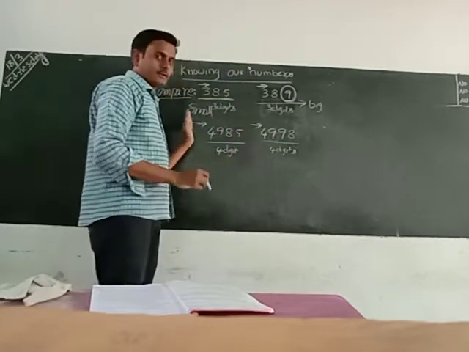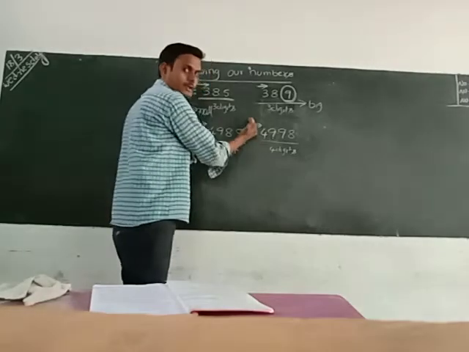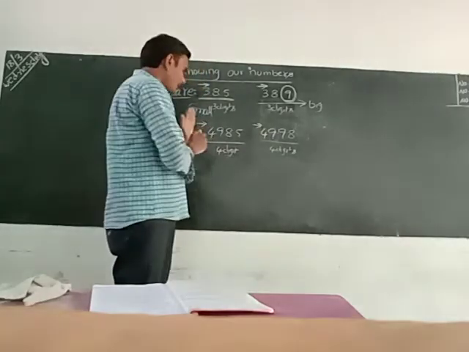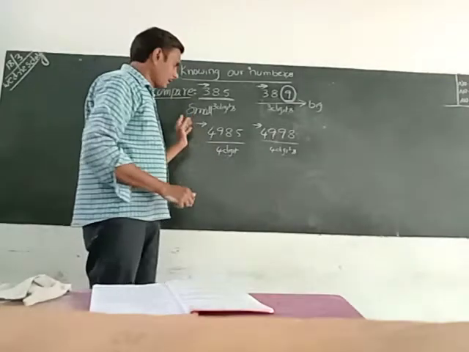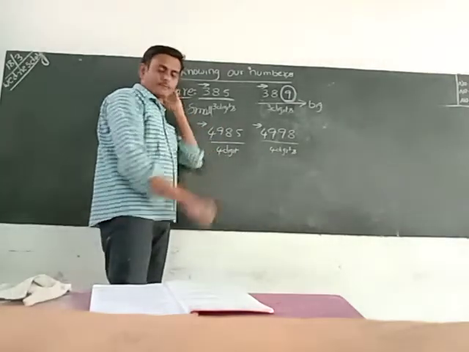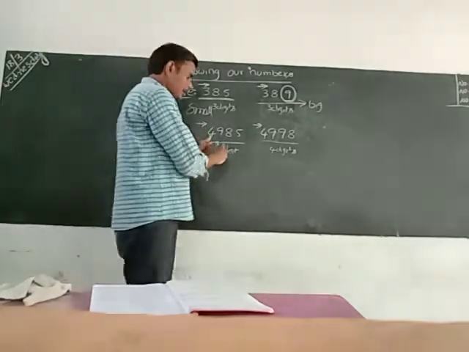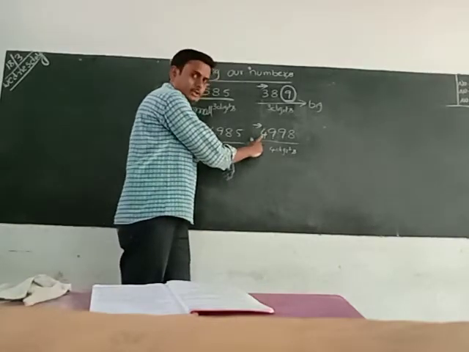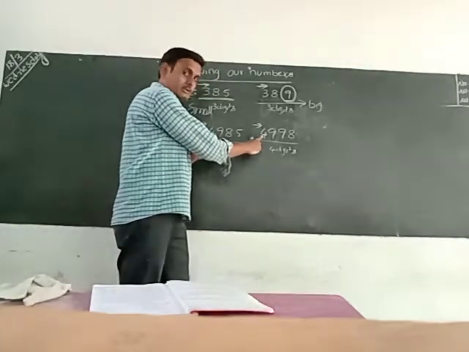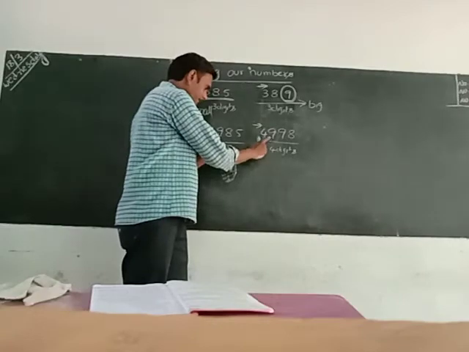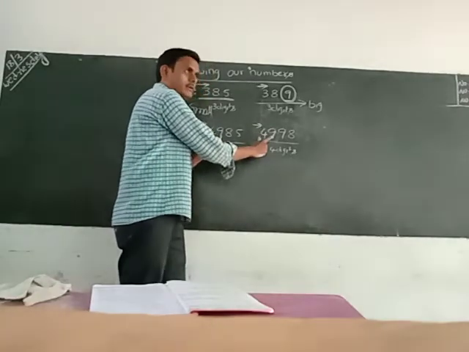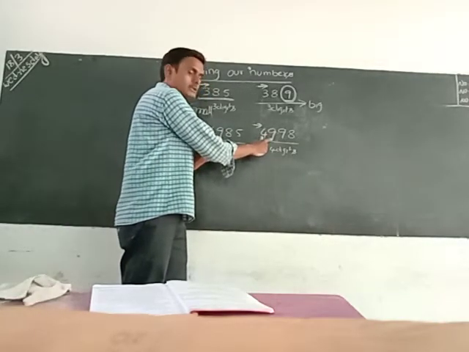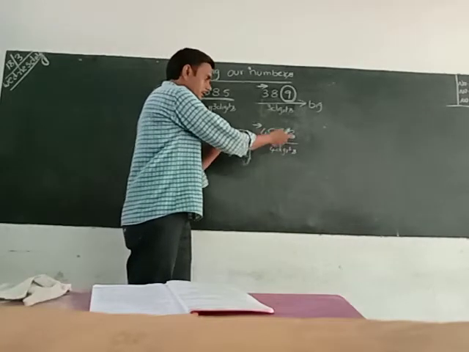Okay, this is the left side. This is the right side. Compare from the left side onwards. First digit, what is here? 4. What is the first digit here? 4. 4 and 4, same or not? Same. Go for the next digit. What is that here? 9. What is the digit here? 9. 9 and 9, same or not? Same. Go for the next digit.